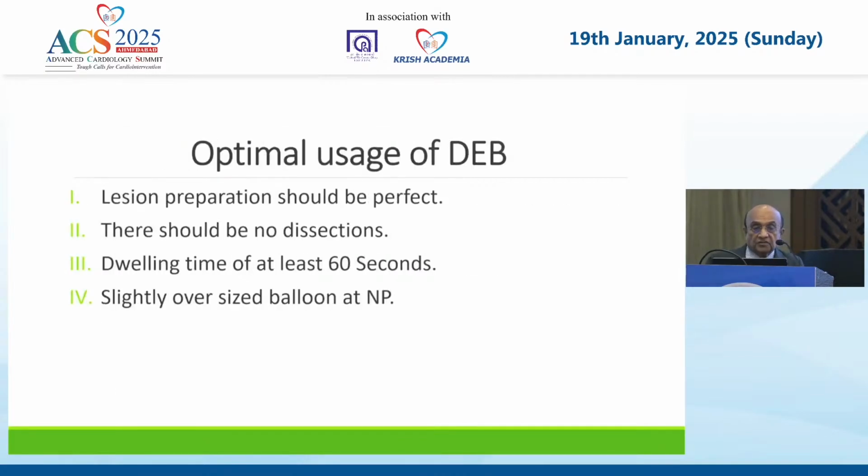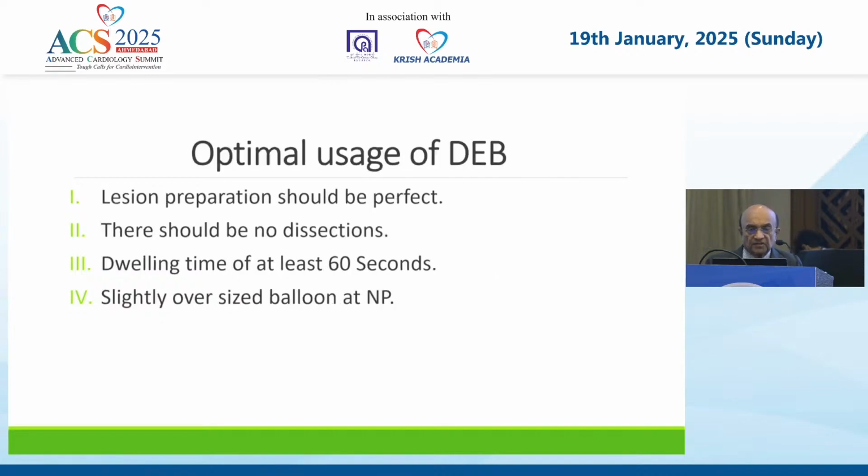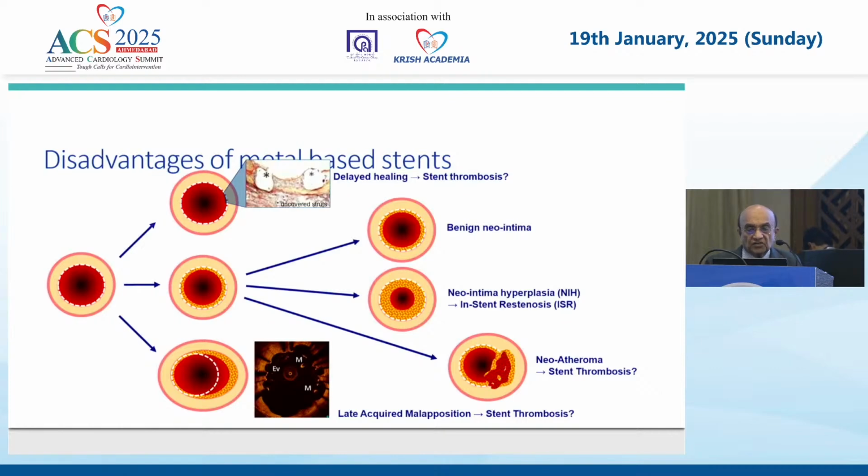And now, I should say that of late there has been growing interest in the drug-eluting balloons. The advantage of drug-eluting balloons is obvious because it eliminates the technique for delivering the stent. There is no metallic jacket. The anti-proliferative effect of the drug continues for more than 6 weeks, and the limitations of CTA angio, which I think is difficult to give any information in a stented artery, is eliminated. The drug is very often found in the tissue for 3 months. And you know very well that the complications of benign neointimal hyperplasia, stent restenosis, and stent thrombosis are eliminated.